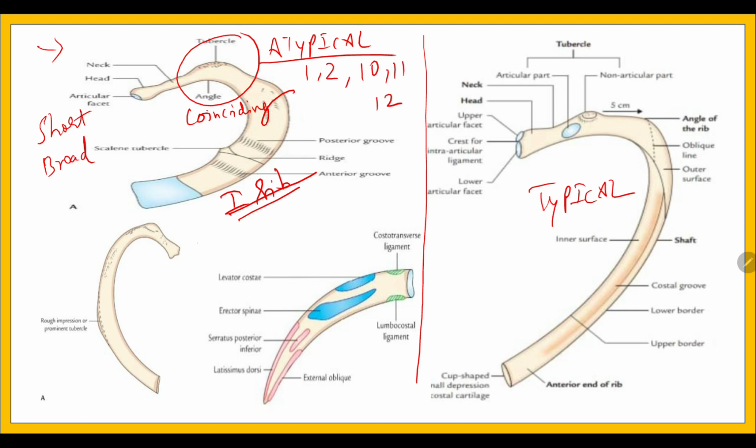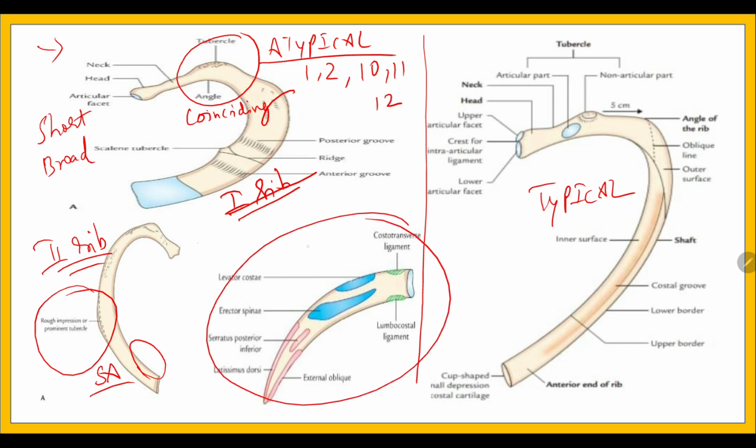Now coming to the next picture, one important feature is there is a rough impression which is made by the serratus anterior first part, and then we have a very small posterior groove. Based on these 2 important features, we say it is the second rib. Then this could be either 10, 11 or 12.